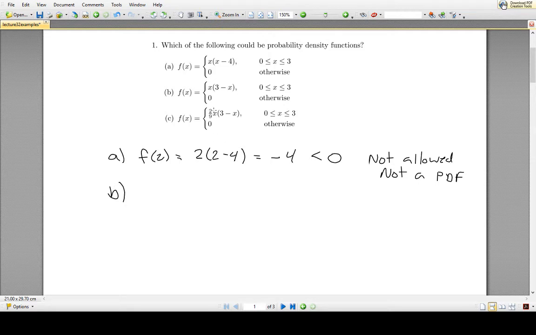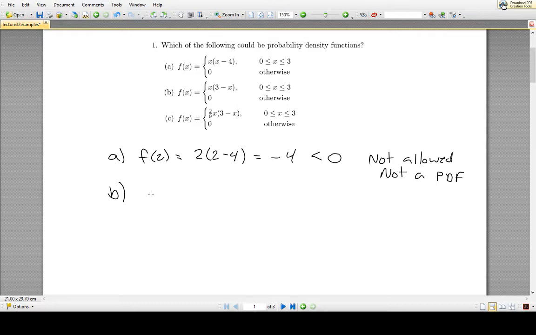Function B is x times 3 minus x as long as x is between 0 and 3, and it's 0 otherwise. Now if we test all these points for x between 0 and 3, and we plug them into the function, we realize that indeed this function is positive for all the x values you could put in. Actually, sorry, not just positive, but positive or equal to 0. There certainly are no negative values you can get out of the function. So that's good news.